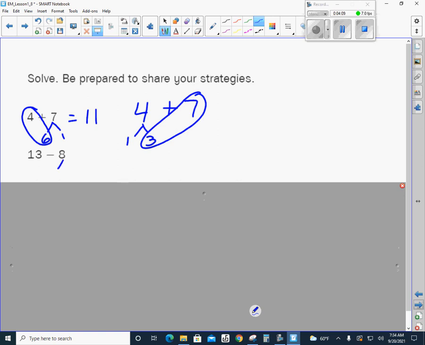What would we need to pull out of the 8 so that 13 minus what would be 10? I need to pull out 3, right? 13 minus 3 would get me down to 10. How many more do I need to subtract out of 8? I need to subtract 5 more. So 10 minus 5 is 5. Okay, this is the making 10 strategy.